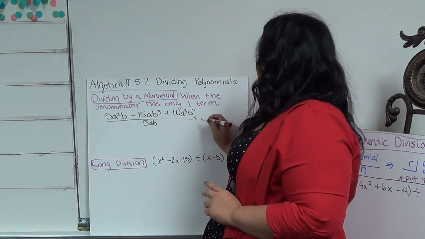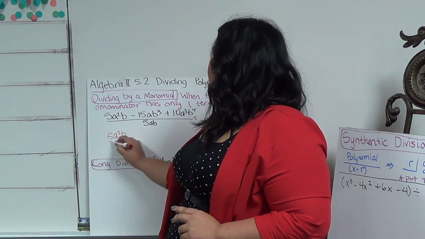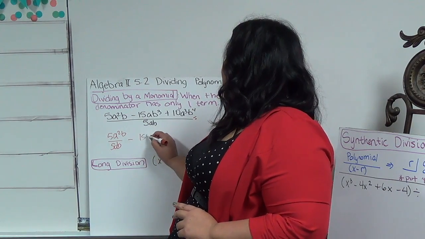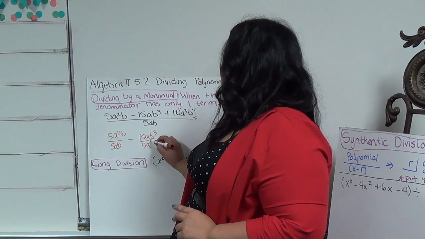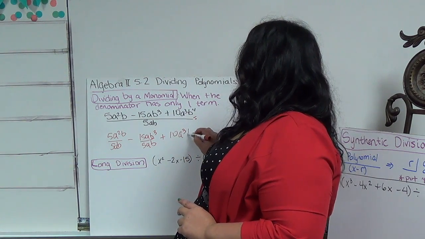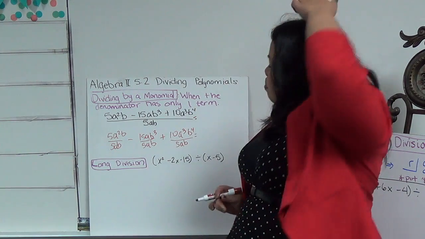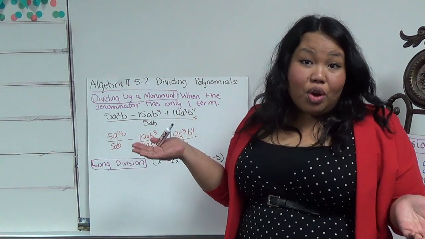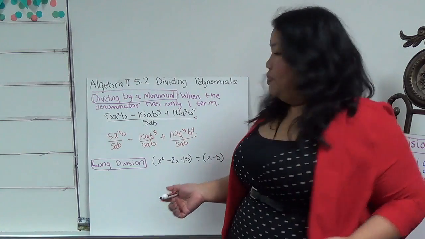So this would be 5a squared b over 5ab, minus 15ab cubed over 5ab, plus 10a cubed b to the fourth over 5ab. This would be like three different problems from what you dealt with in section 5.1.